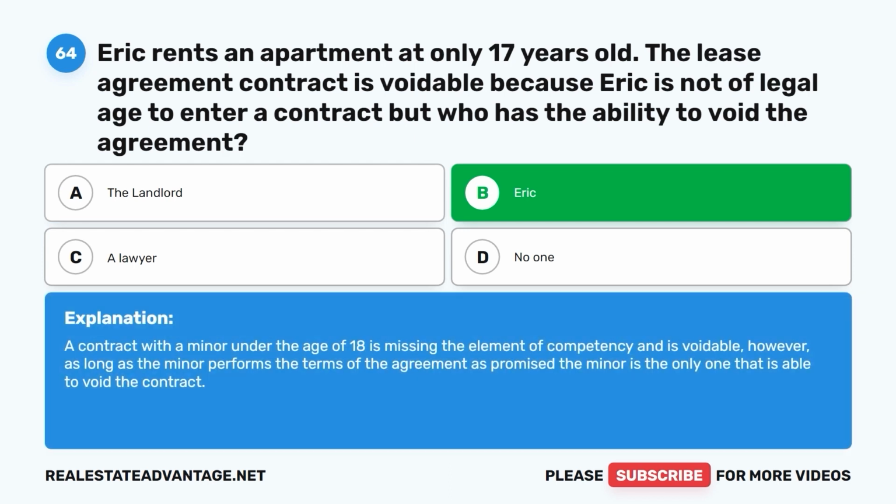A contract with a minor under the age of 18 is missing the element of competency and is voidable. However, as long as the minor performs the terms of the agreement as promised, the minor is the only one that is able to void the contract.